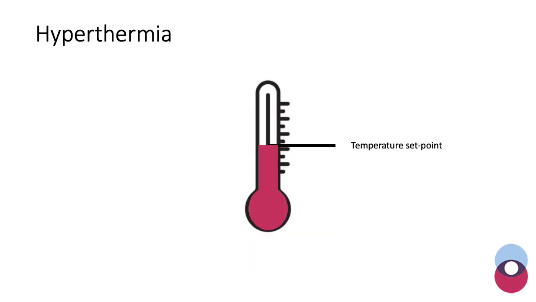Hyperthermia in the figure is more like this. You have, for example, environmental temperature or, for example, seizures causing an increase in body temperature without a change in the temperature set point.